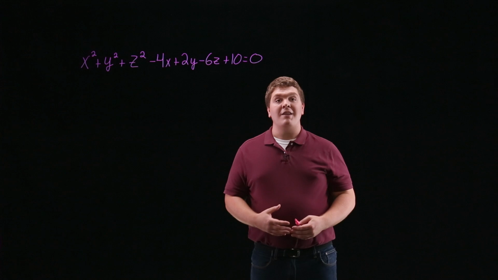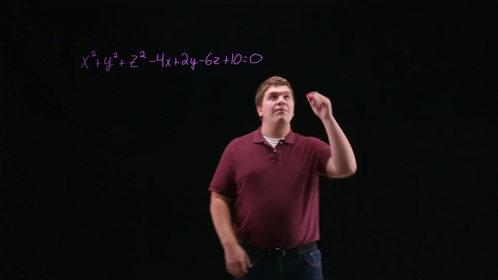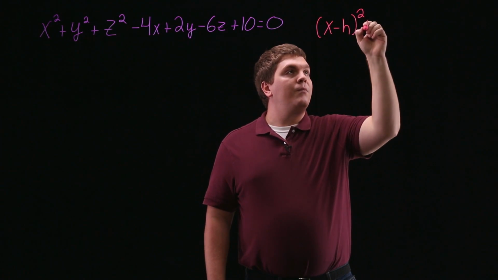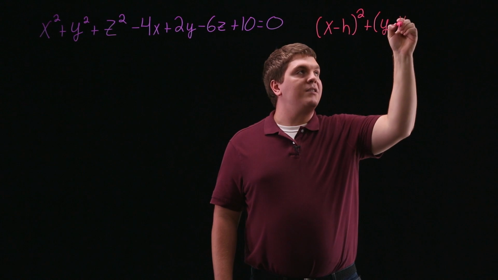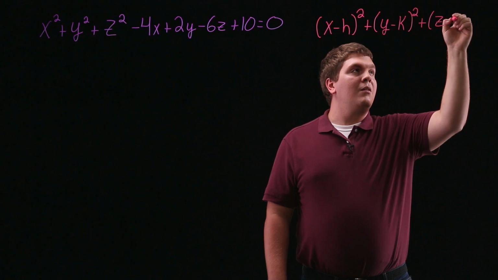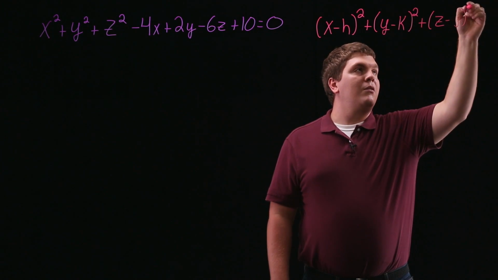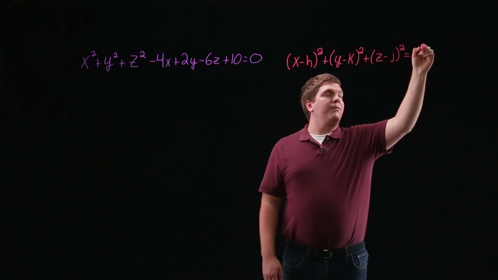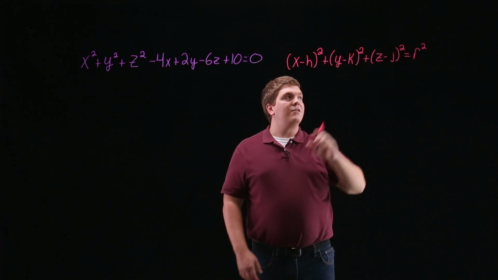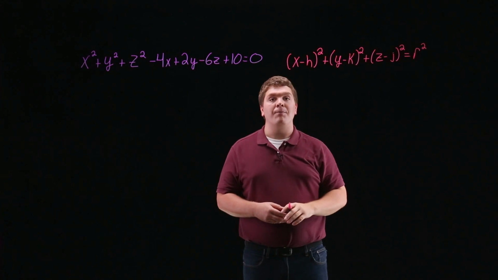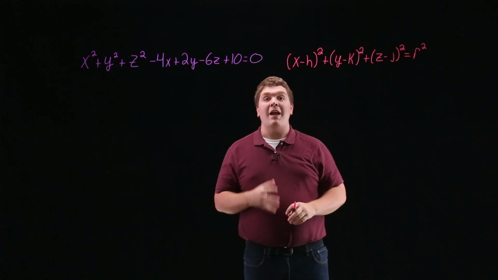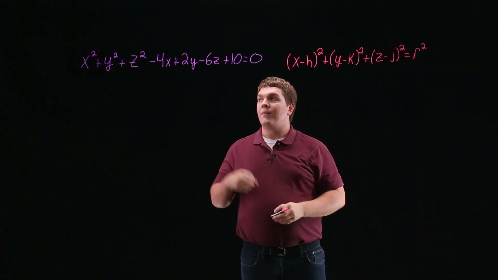Let me remind you what the standard equation of a sphere is. It's (x minus h) quantity squared plus (y minus k) quantity squared plus (z minus j) quantity squared equals r squared. Here the center is the point (h, k, j), and the radius is r. So we want to write this equation in this form, and to do that, we'll have to rearrange a little bit and then complete the square.